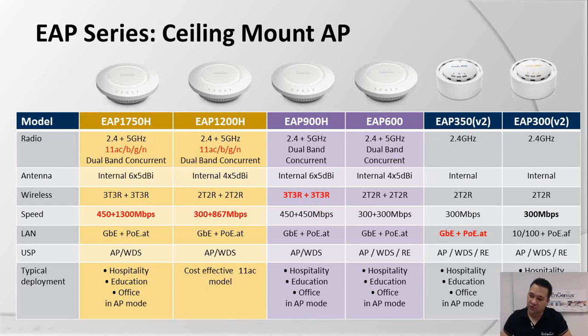So that's where we also have a new model that's called the EIP 1200. This is going to be here. So we have a 2T2R solution under the EIP 7050, which is a 3T3R solution, and our ceiling mounts. You will see the same trend here also in the ECB series.